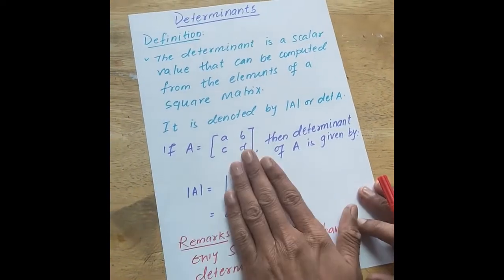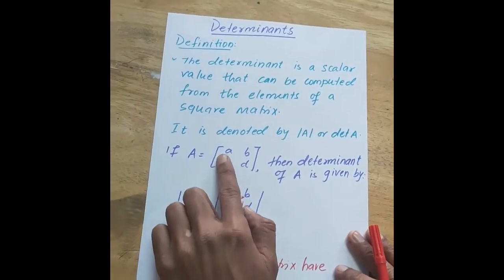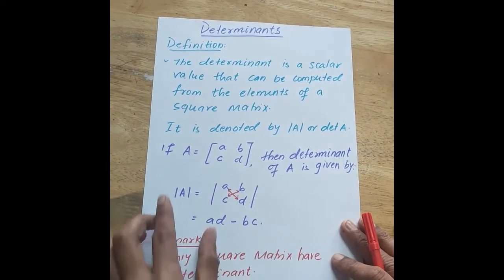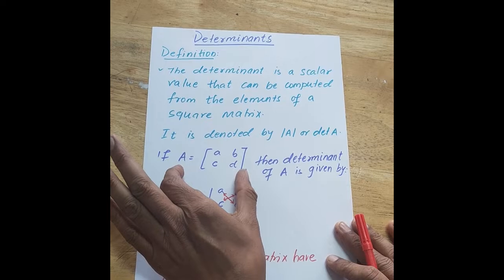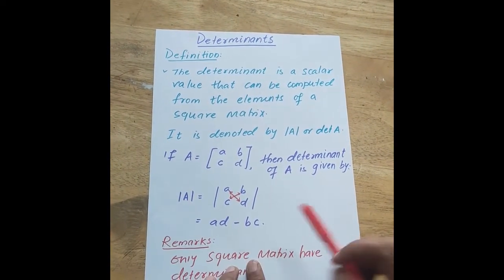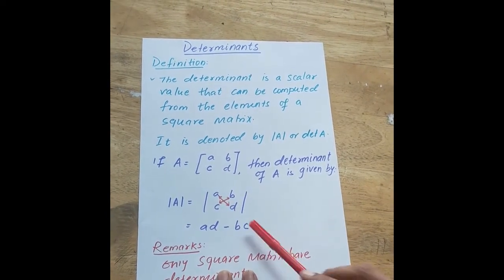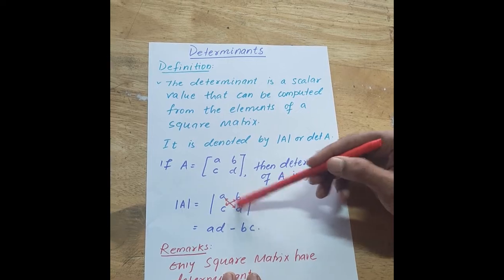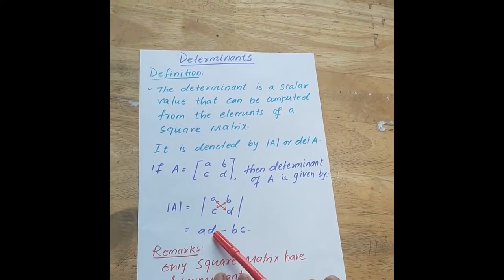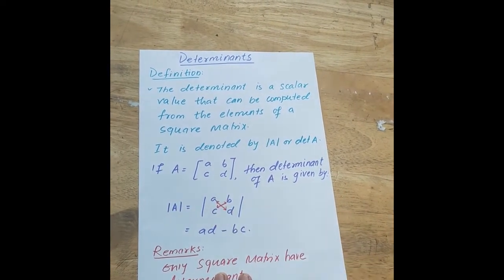So how do we find the determinant of a 2 by 2 matrix? If A is equal to the matrix with rows a, b and c, d, then the determinant of A is given by the following. This is a matrix, and now we are transforming this matrix into a determinant. So det A is equal to the determinant sign around a, b, c, d. To find the value of the determinant, you simply cross multiply these two: ad minus bc.